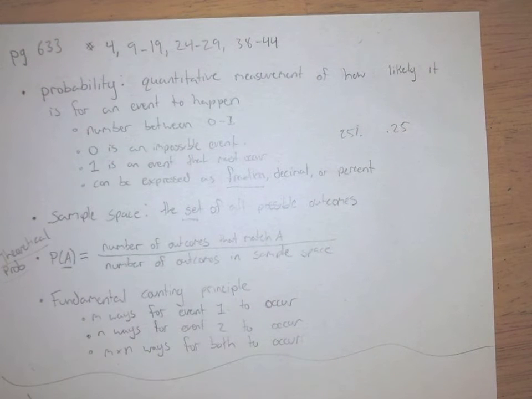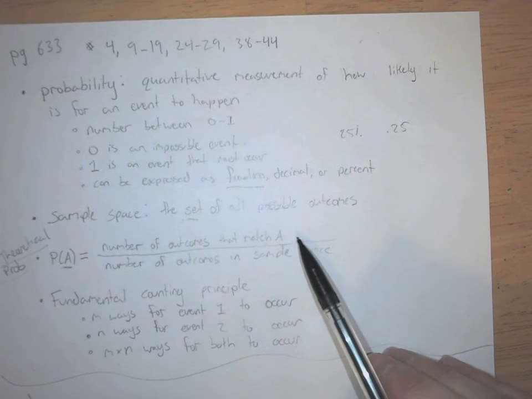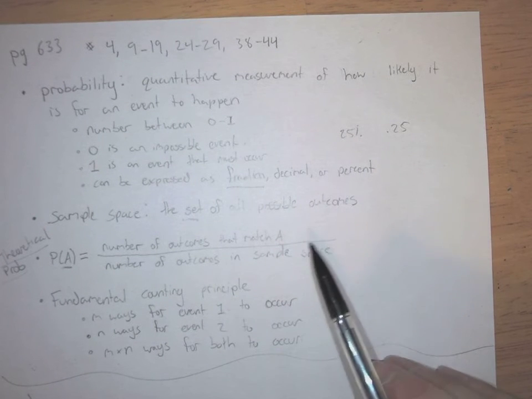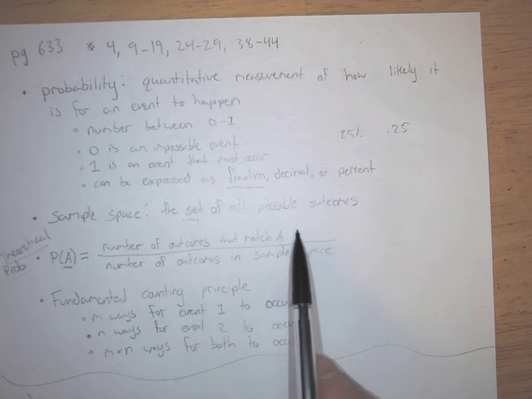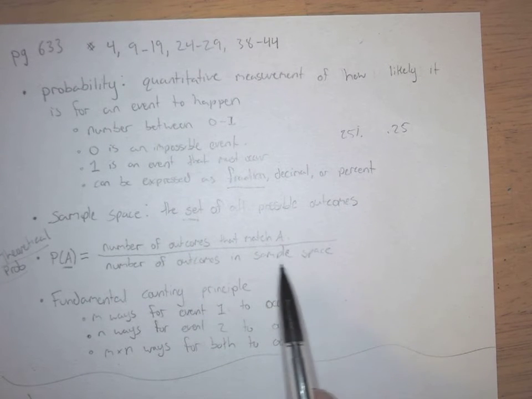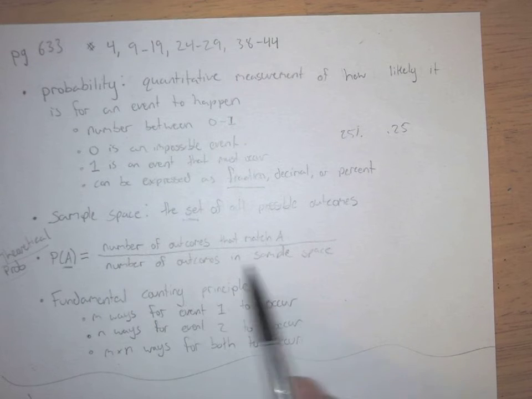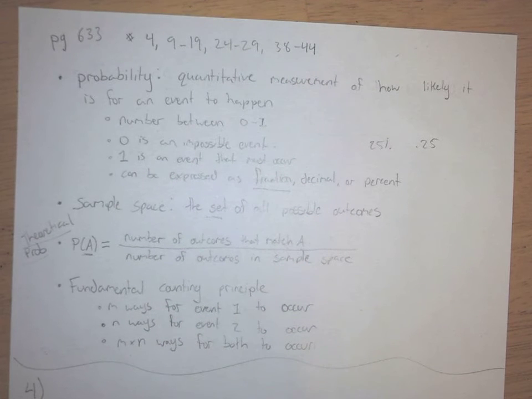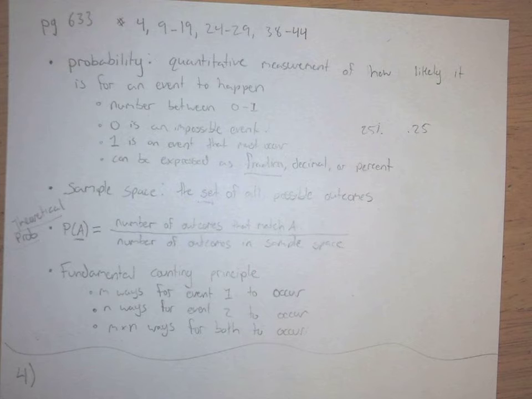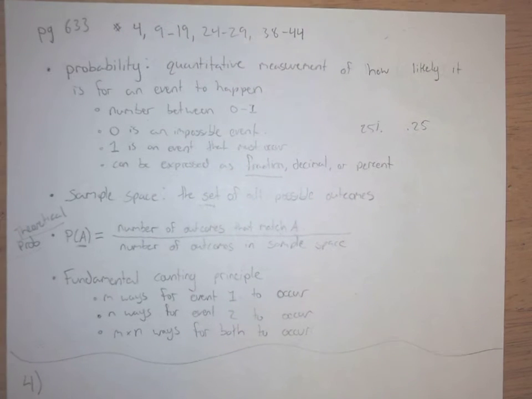In your book, the language is kind of weird. Sorry, I have to flip the page back. In your book, it says number of outcomes in event A, which I think is a weird way to say it. But basically the idea is it's the number of ways that A can happen, or the number of outcomes that match that event A that you want. So basically what you want, divided by all the possible outcomes in the sample space. Okay, so that's how you find a theoretical probability, which we're going to do a lot on this assignment.